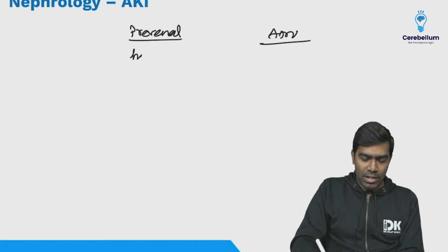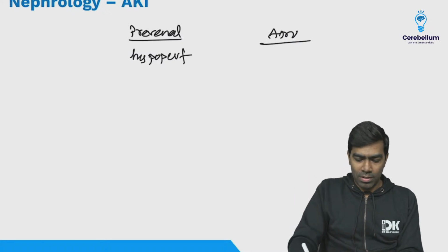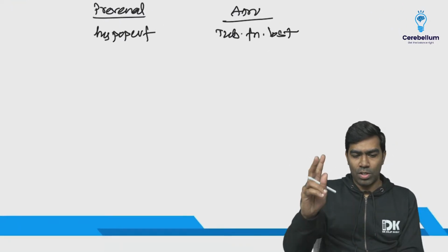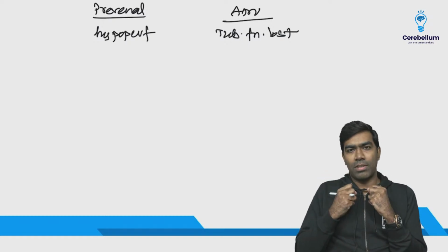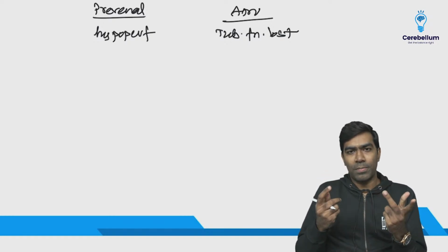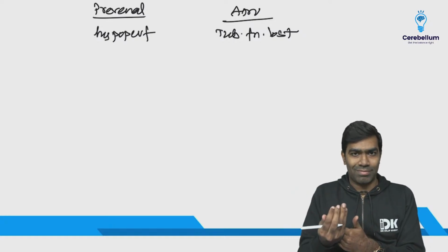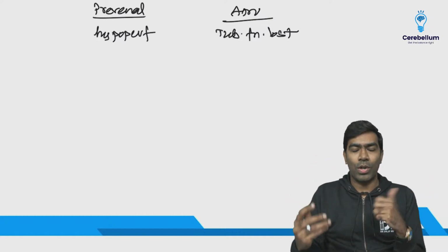Pre-renal AKI is basically due to hypoperfusion to the kidneys, but the tubular function is normal. In acute tubular necrosis, the tubular function is lost. So what are the two most important tubular functions? One is solute reabsorption. Second one is going to be your urinary concentration. These are the two most important tubular functions that we are going to make use of.